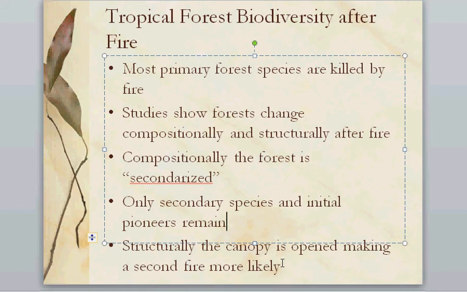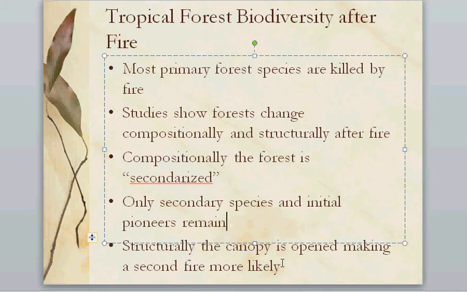And a second fire can be, in some ways, even more disastrous than the first, because a second fire is much more likely to be hotter, because things will be drier. It will kill the resprouting seeds or the resprouting trunks and so on of species which survived the first fire. So a second fire would be even more disastrous.